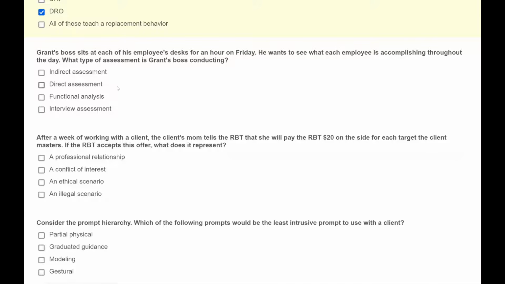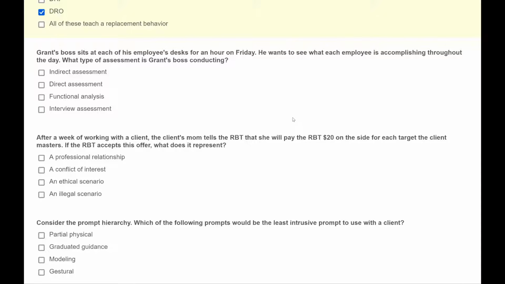In this case, we're asking what type of assessment is Grant's boss conducting? Be careful. We're not looking at Grant. We're looking at Grant's boss. It's important when we talk about behavior questions that we really identify who we're talking about. So what is Grant's boss doing? Grant's boss is sitting at each of his employees' desks. He wants to see what each employee is accomplishing throughout the day. Keyword, right? Keyword sitting with his employees.